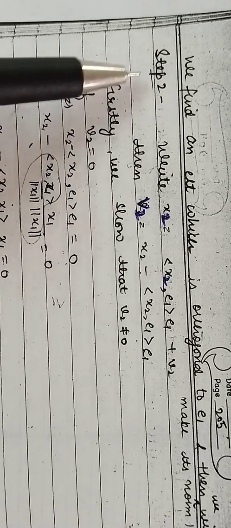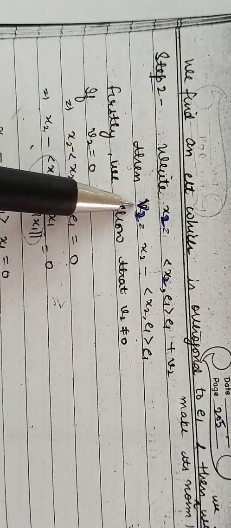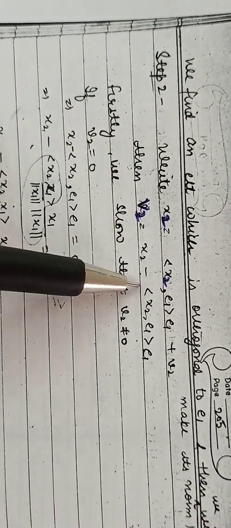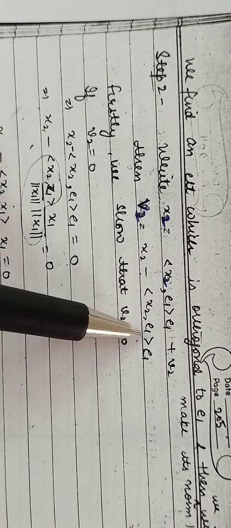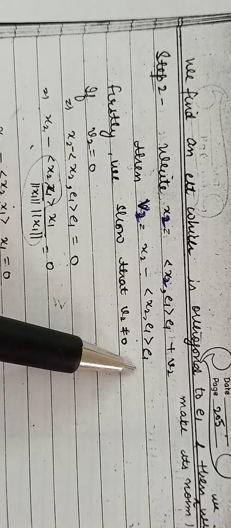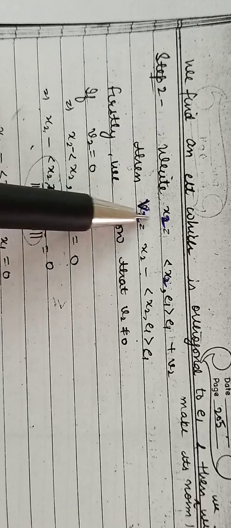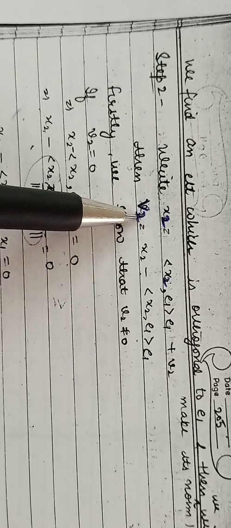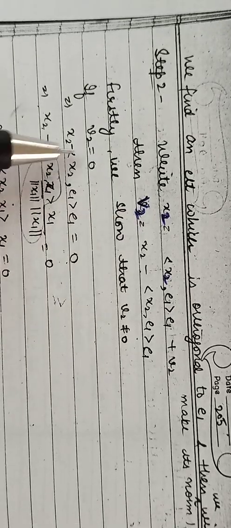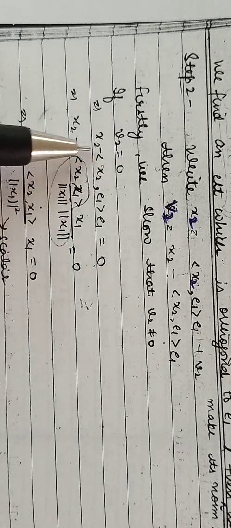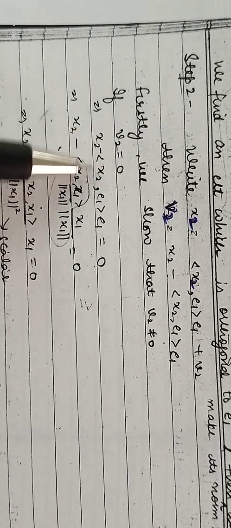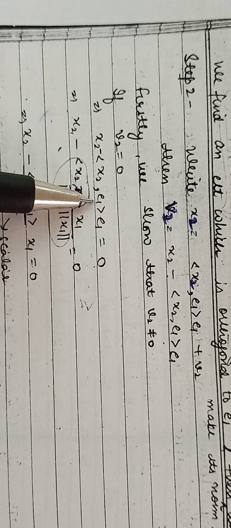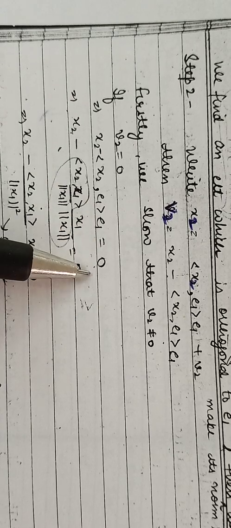Now in the second step, let us define v2 as x2 minus the inner product of x2 with e1 into e1. Firstly, we will show that this vector v2 is not equal to 0. Now if we take this vector equal to 0, then we get x2 minus the inner product of x2 with e1 into e1 is equal to 0.